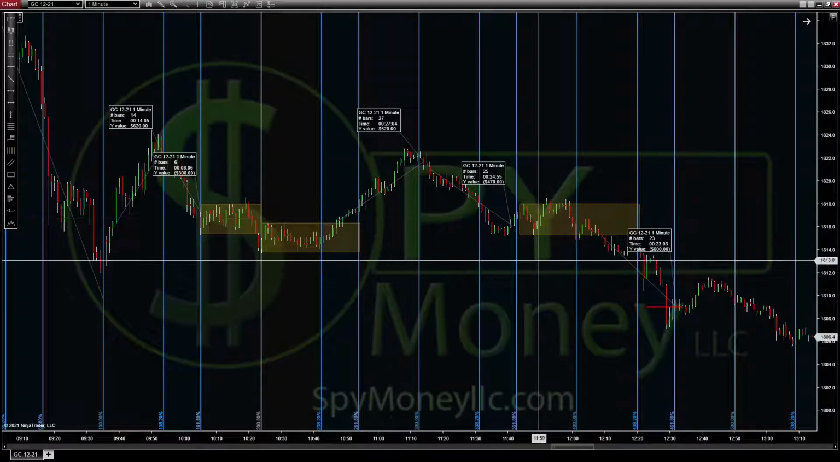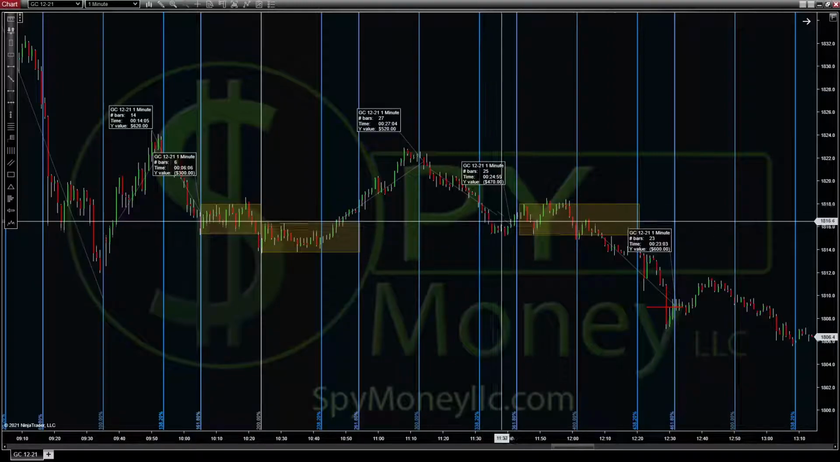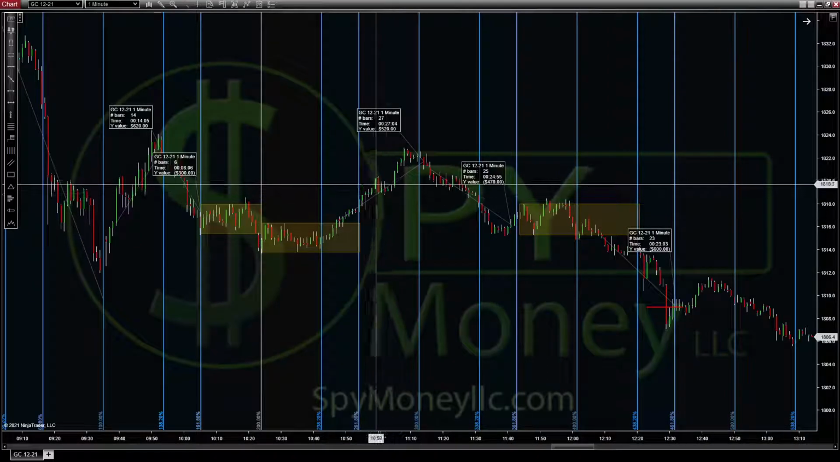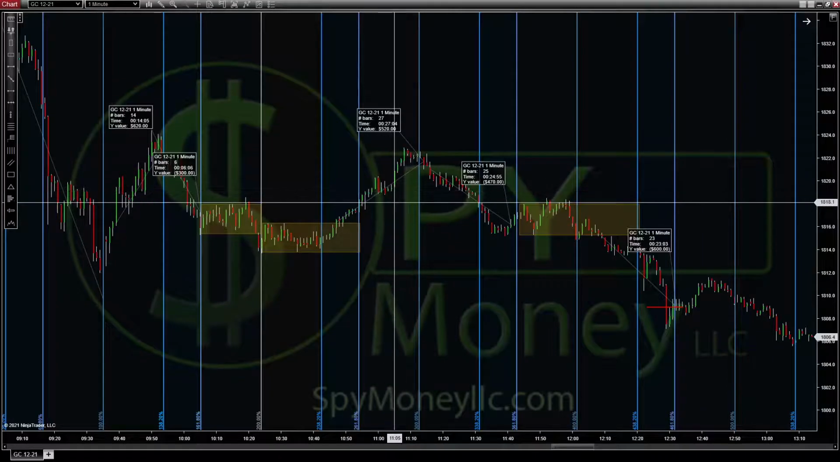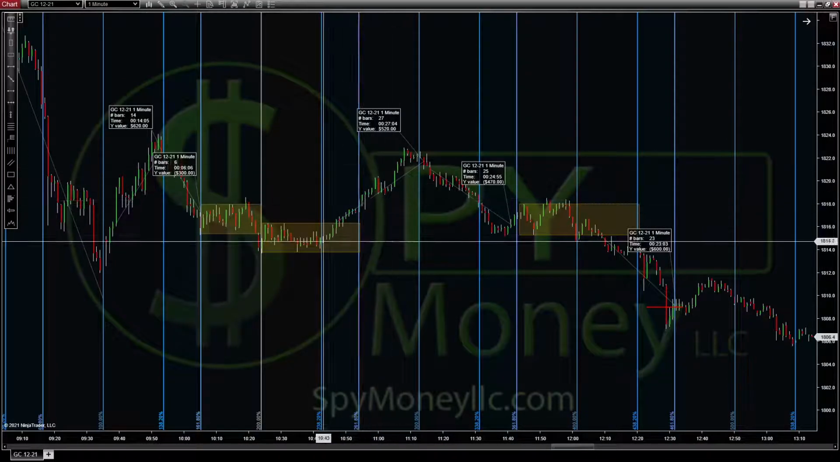But if you throw this on the chart, you're going to know when something's going to happen. You don't know what's going to happen. They don't tell you that. It just tells you that something is going to happen.